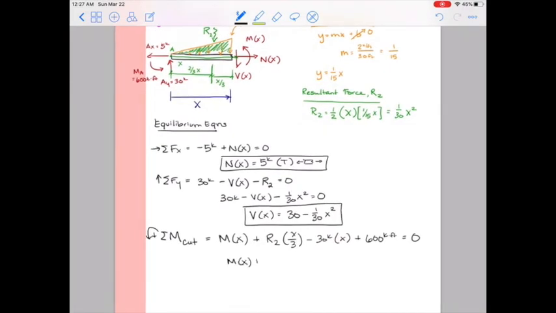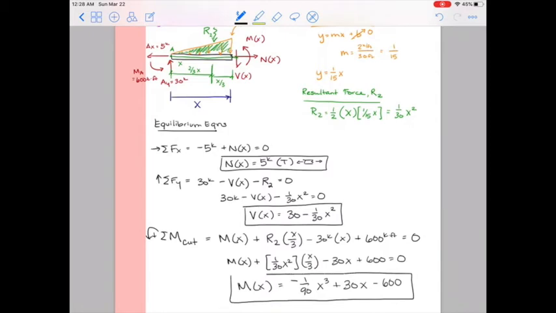Again, I just have some math to do and some substitution. M of x, I substitute 1/30 x squared for R2, times x over 3, minus 30x plus 600 equals 0. So M of x, bringing everything to the other side, gives us minus 1/90 x cubed plus 30x minus 600. And that now is my equation for the moment at any point between points A and C.